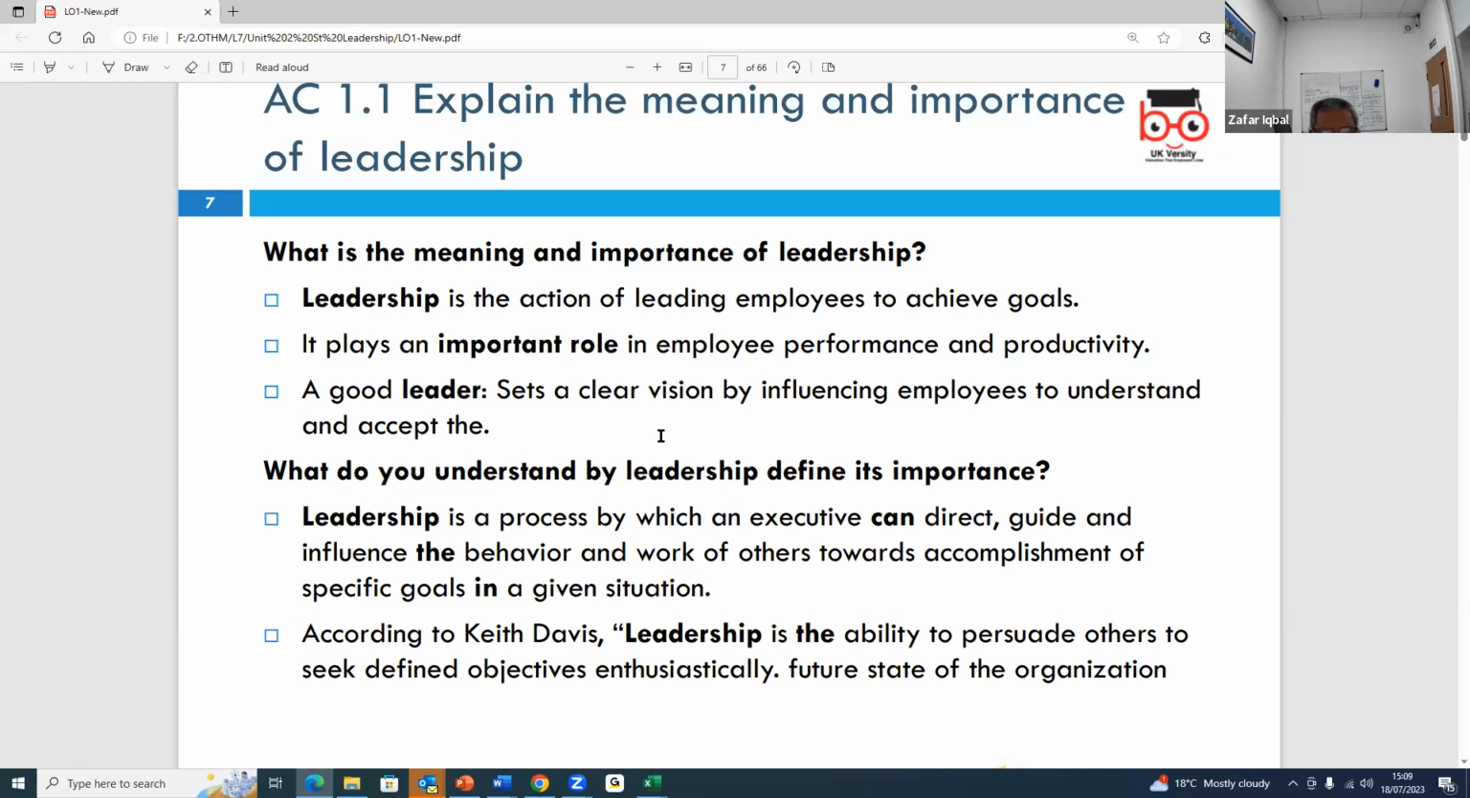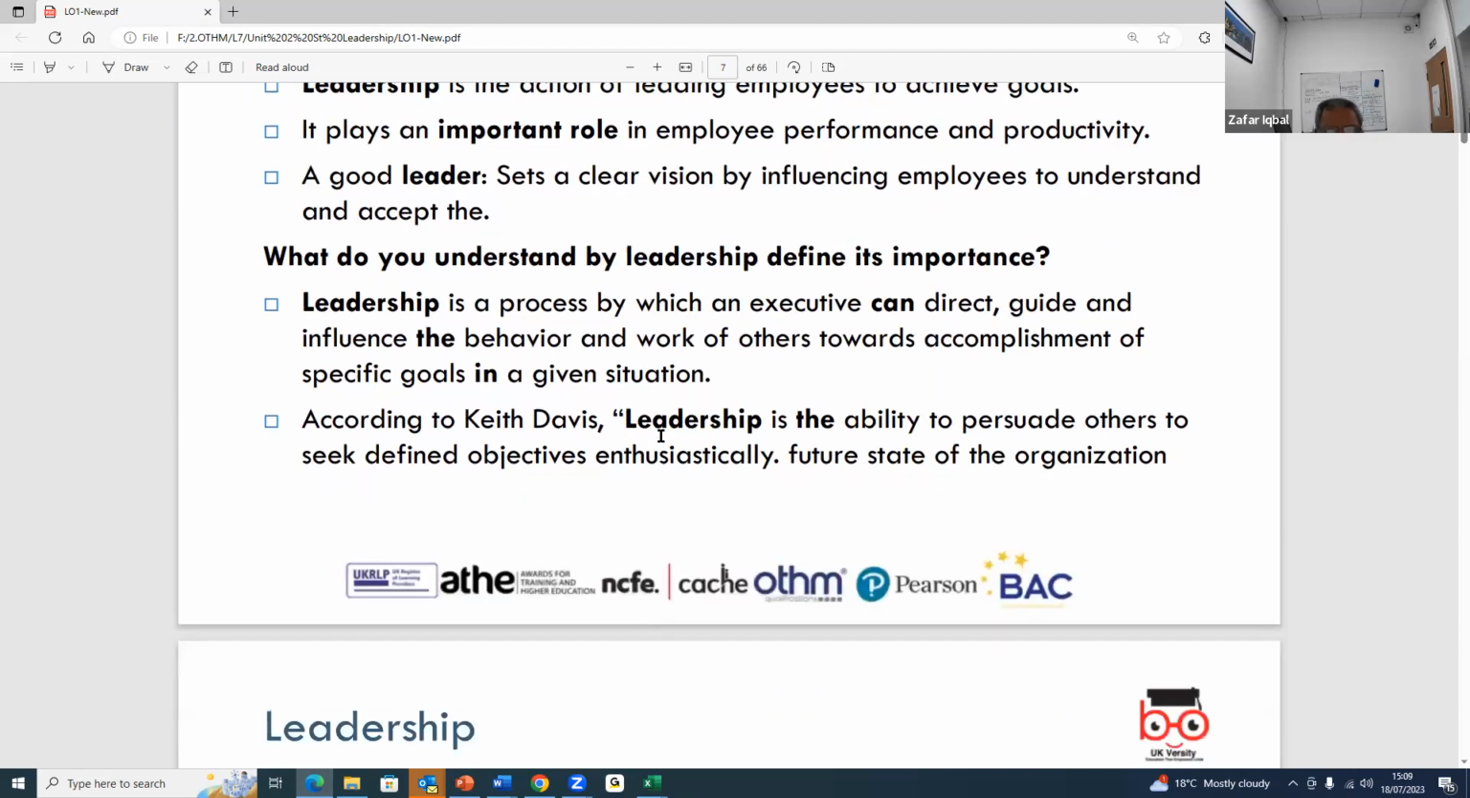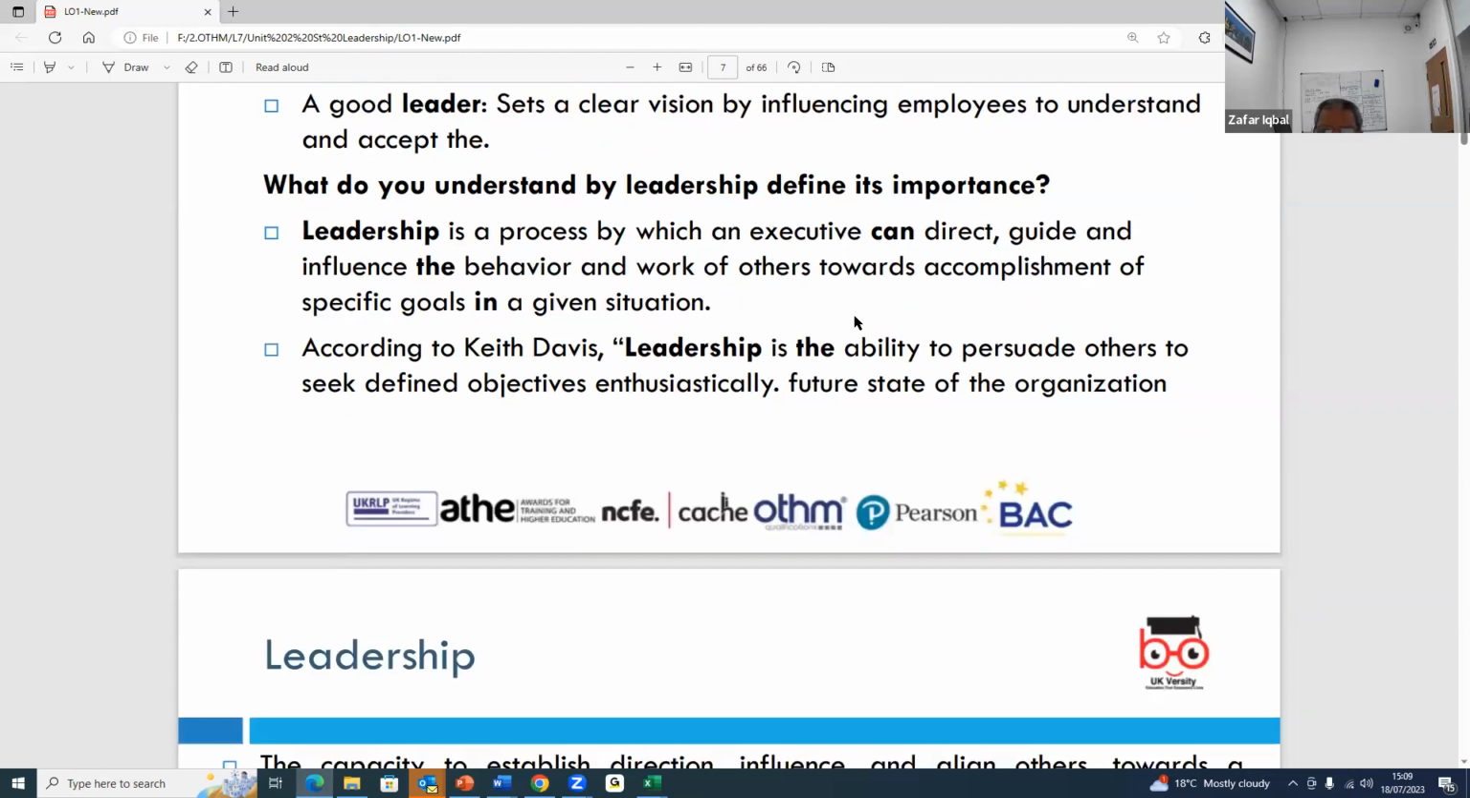When we want to know the importance of a leader and leadership, we say that leadership is a process rather than some kind of thing. It's a process whereby an executive guides, directs, and influences the behavior of other people towards the achievement of goals in an organization in a given situation. Okay, right. So this is very important. Leadership is a process.